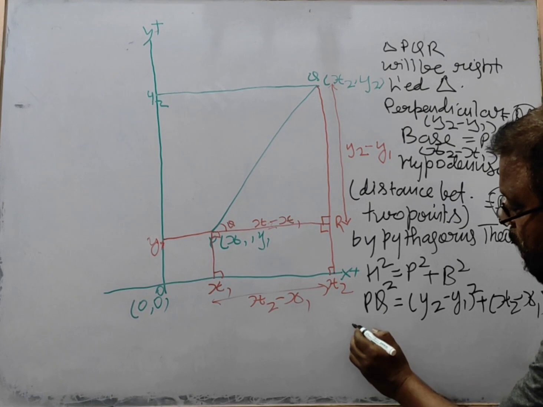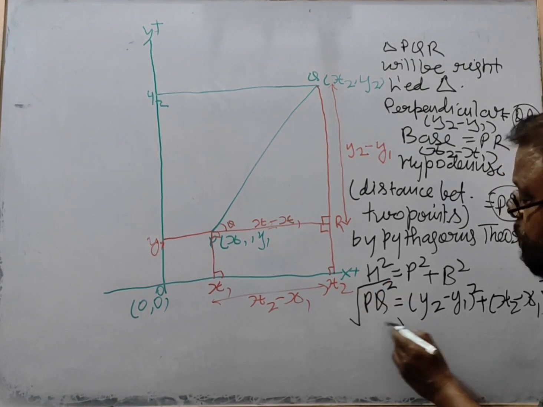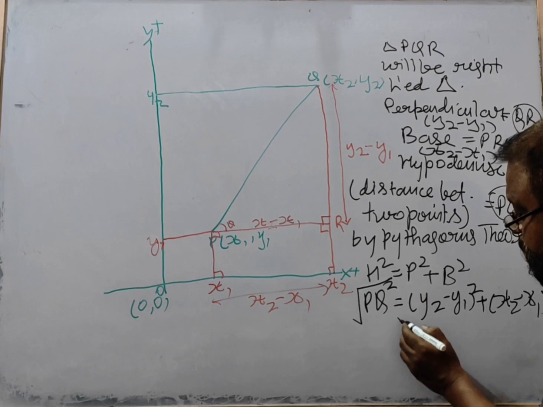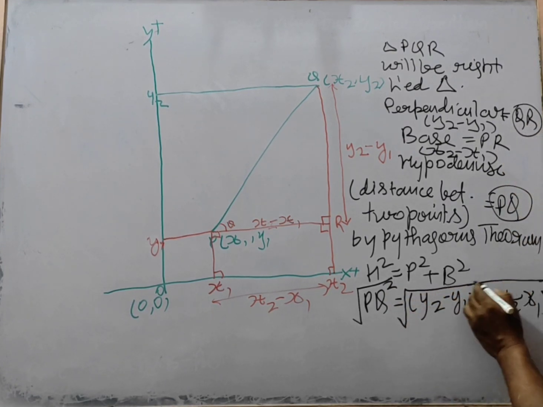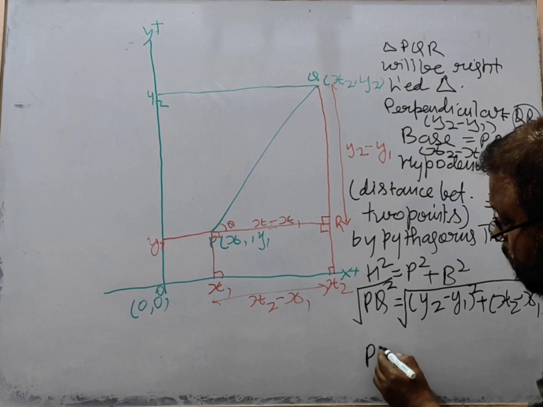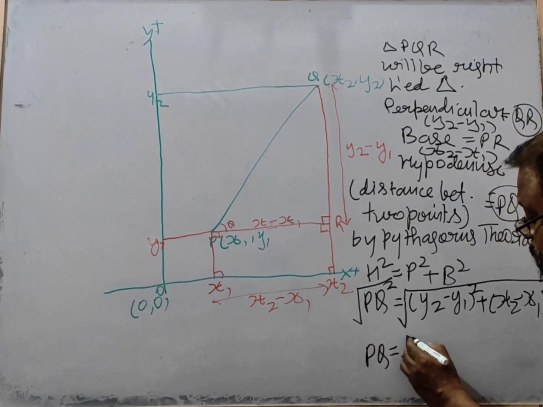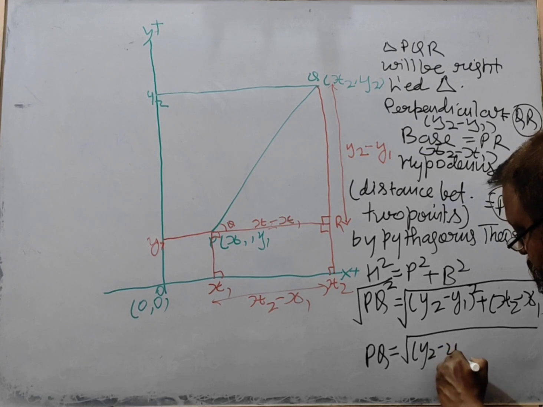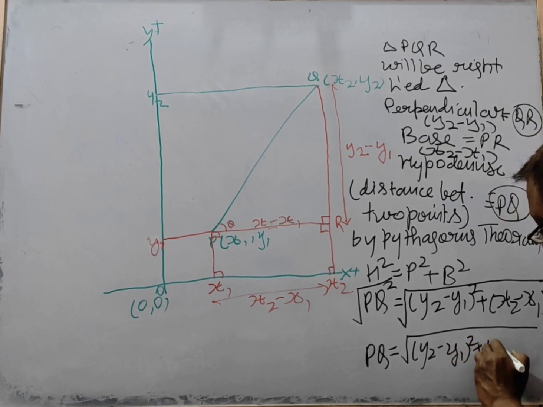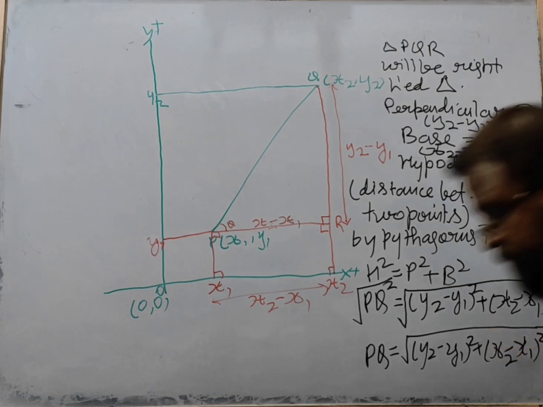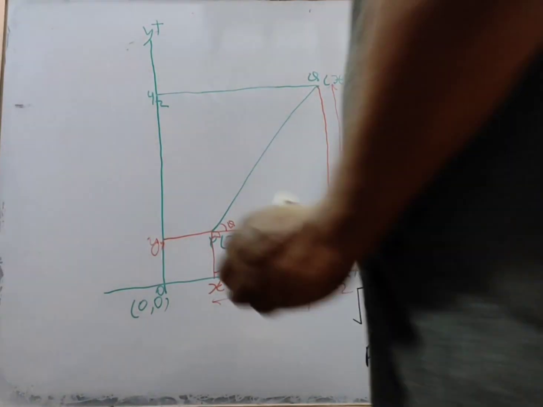So when we take square root on both sides, PQ is gone, so we get PQ is equal to square root of y2 minus y1 whole square plus x2 minus x1 whole square, right? So this is the distance formula.